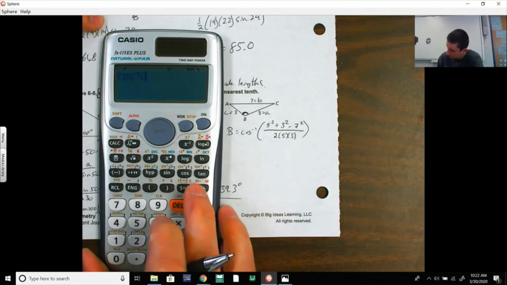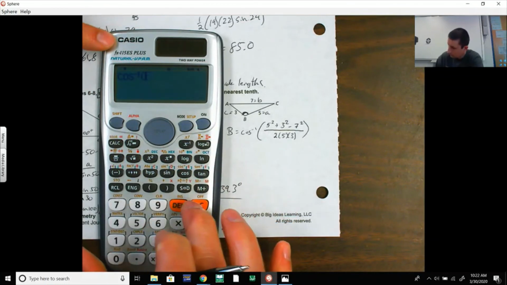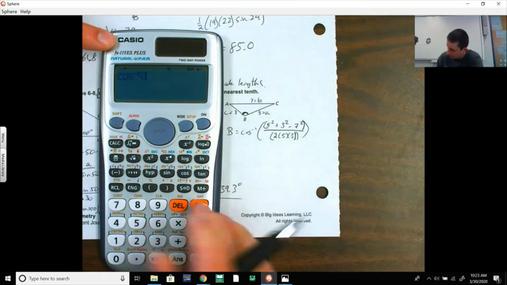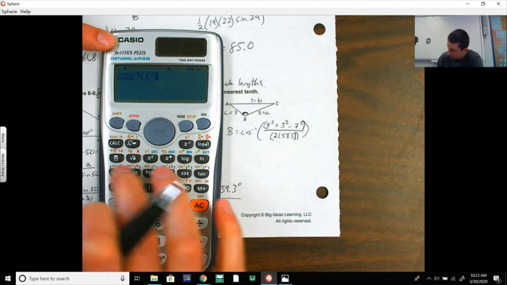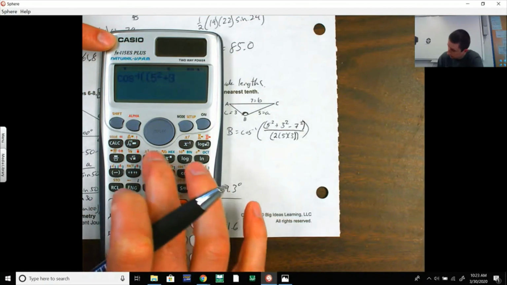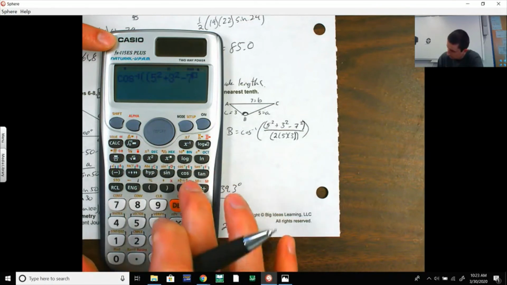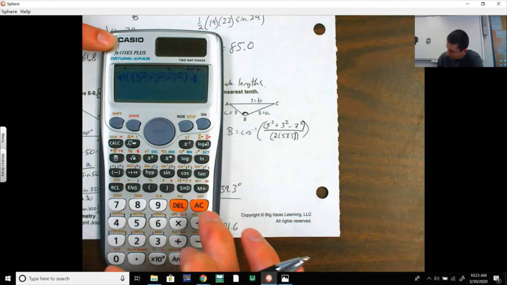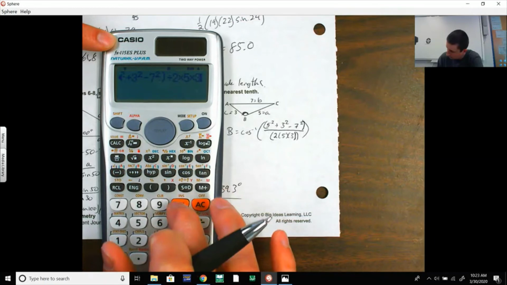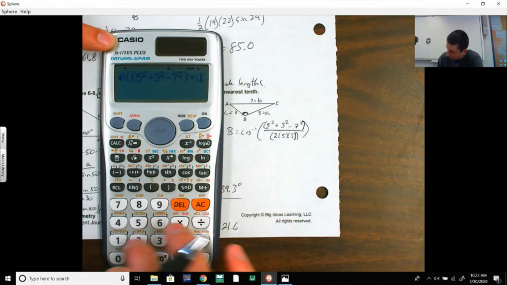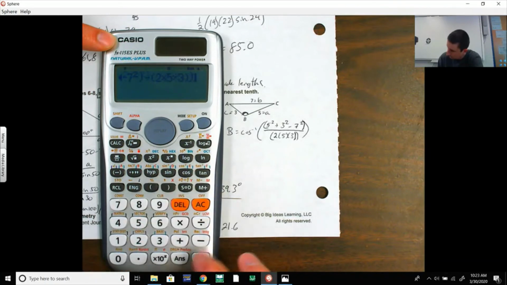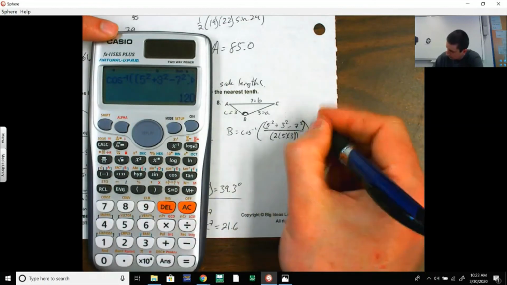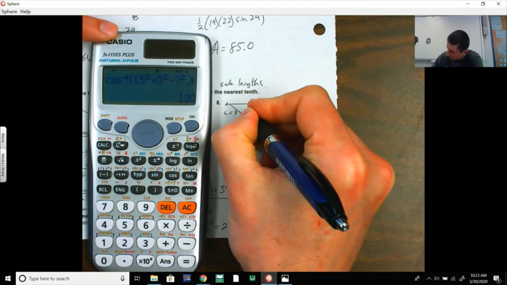So inverse cosine. Now I want you to make sure this top and bottom are separated, so I'm going to put extra parentheses around them. Inverse cosine and extra parenthesis, 5 squared plus 3 squared minus 7 squared, close that parenthesis, divided by parenthesis, 2 times 5 times 3, close parenthesis, close the big parenthesis. Okay. And you get 120. So B is 120 degrees.